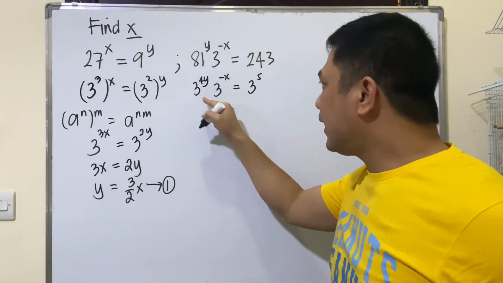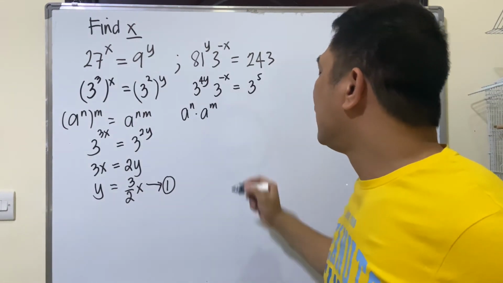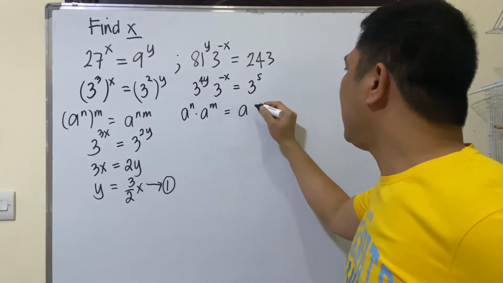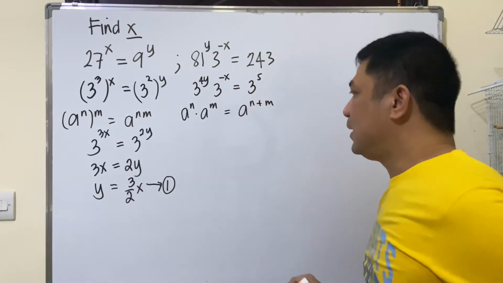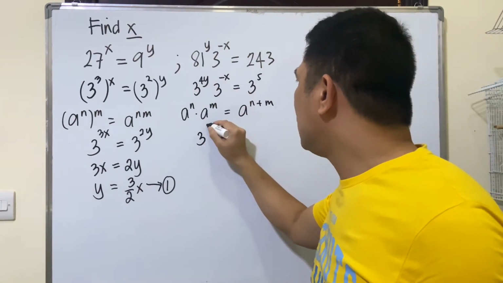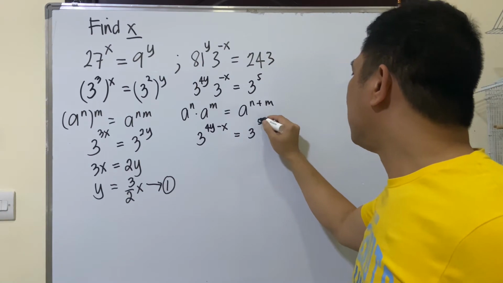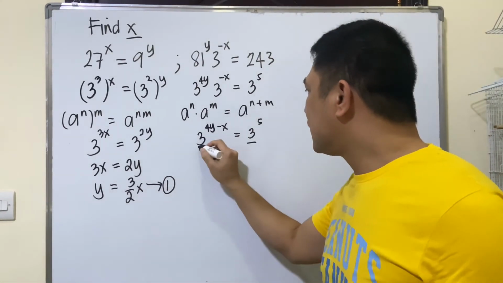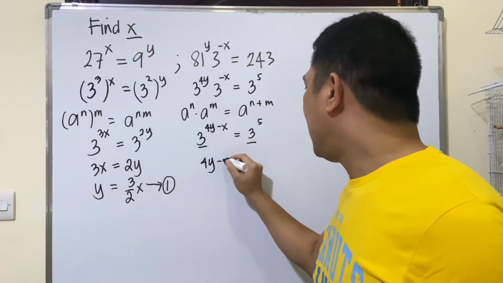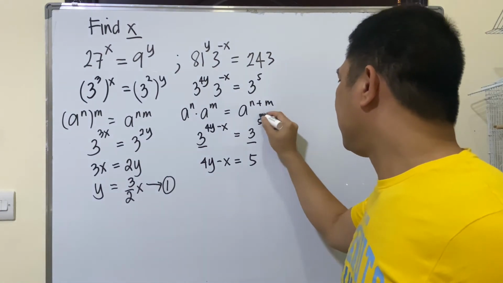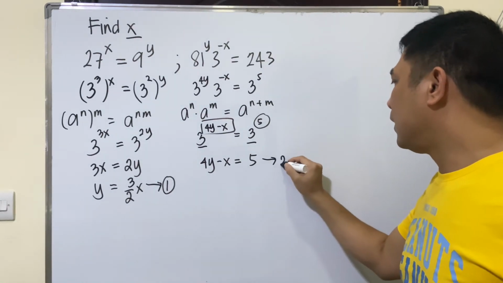Okay? So again here, another rule of exponents. If you have a raised to n multiplied by a raised to m, this will be equal now to a raised to n plus m. So in this case, we can add the exponents. That means you have 3 raised to 4y minus x is equal now to 3 raised to 5. So again, the bases are the same, so we can now equate their exponents. So 4y minus x is equal to 5. This will be our equation number 2.